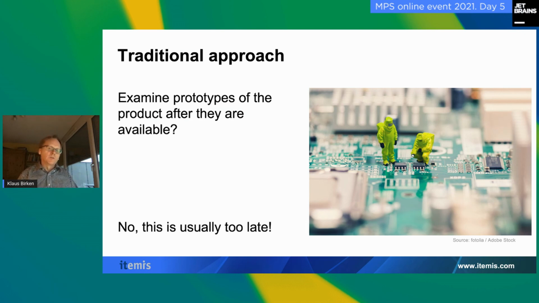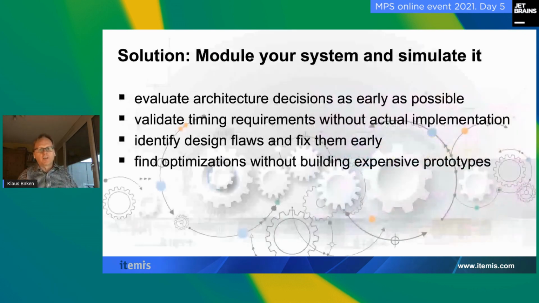And so what we want to do is front loading. We want to do it early in the process. So basically, we want to build a model of our system and then execute the model. So simulate the model. And this will allow us to evaluate architecture decisions very early in the process. We can validate timing requirements without implementing everything. And we can also find design flaws and fix them. And even during the development, we can find optimizations and test them on the simulator.